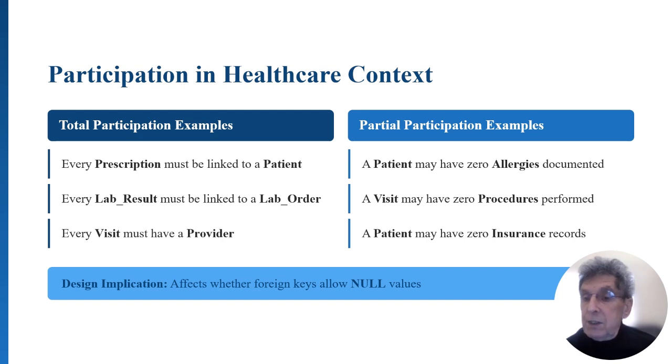If prescription to patient is total participation, your prescriptions table has patient ID as a not null specification. The database won't let you create a prescription without specifying the patient. If patient allergies is partial participation, a patient record can exist with no entries in the allergies table. It's fine. Think through these constraints carefully. They enforce business rules at the database level.